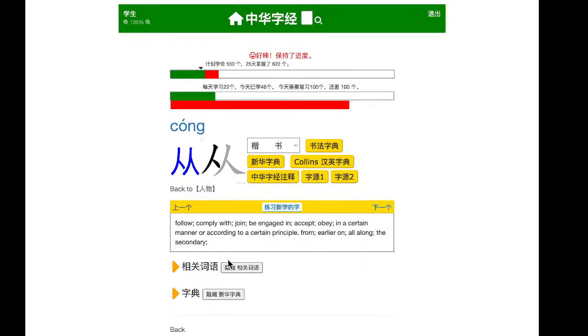Tong means to follow or comply with, to be engaged with, to join, or to accept or obey. Tong could be in a certain manner, according to a certain principle. It also means from or early on. So this is like from a certain point onwards, or once upon a time, or those kinds of phrases would use tong.